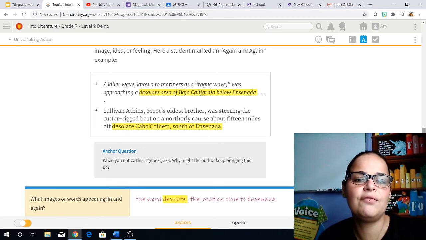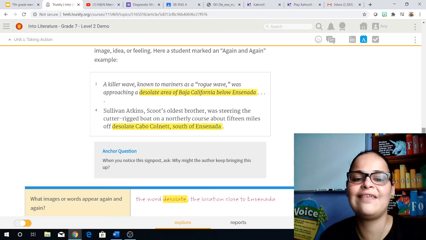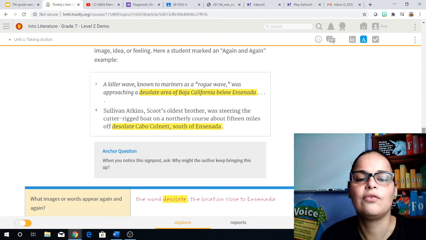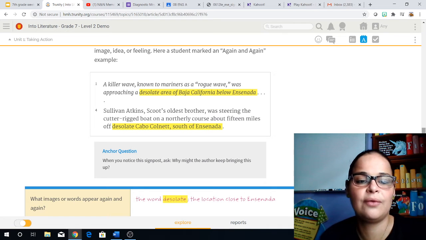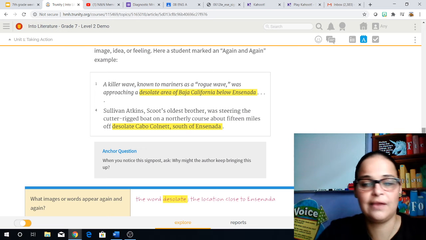A killer wave known to mariners as a rogue wave was approaching a desolate area of Baja California below Ensenada. Sullivan Atkins, Scoot's older brother, was steering the Cutter Ridge boat on a northerly course about 15 miles off desolate Cabo Colnet, south of Ensenada.